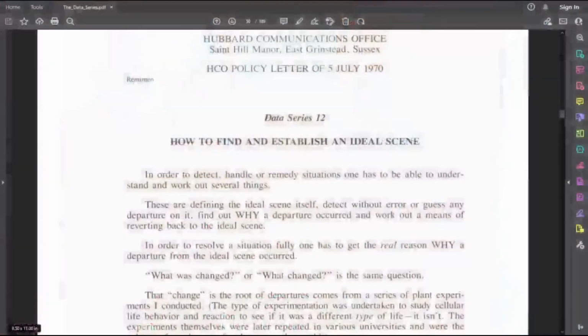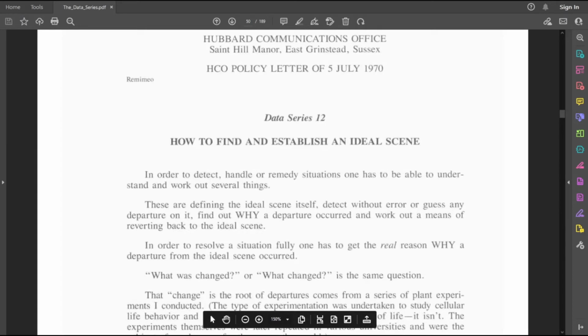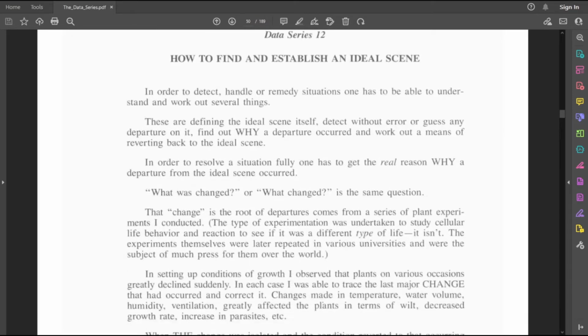And without further ado, let us get started into the 12th policy letter of the data series from the 5th of July, 1970, called How to Find and Establish an Ideal Scene. In order to detect, handle, or remedy situations, one has to be able to understand and work out several things. These are defining the ideal scene itself, detect without error or guess any departure on it, find out why a departure occurred, and work out a means of reverting back to the ideal scene.